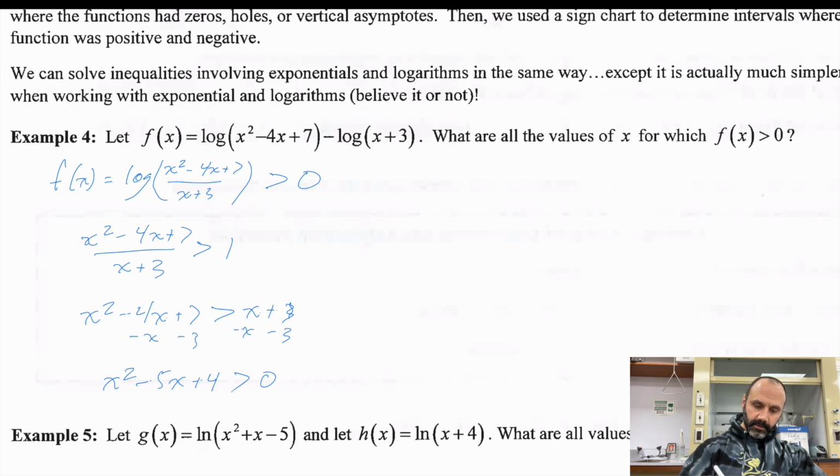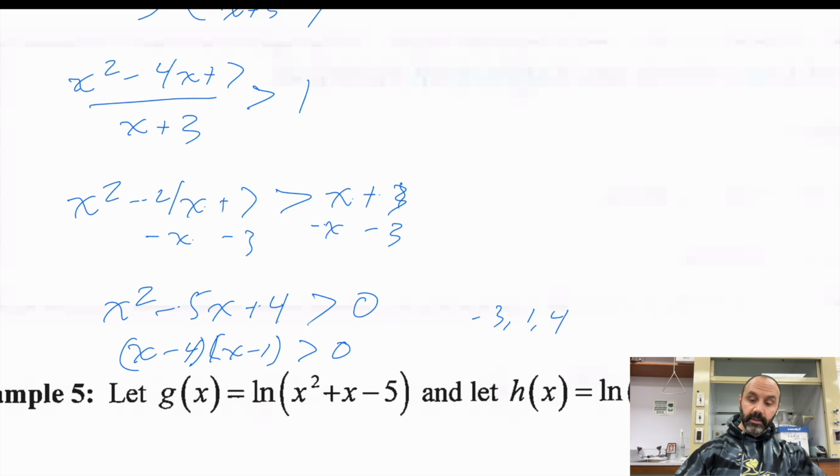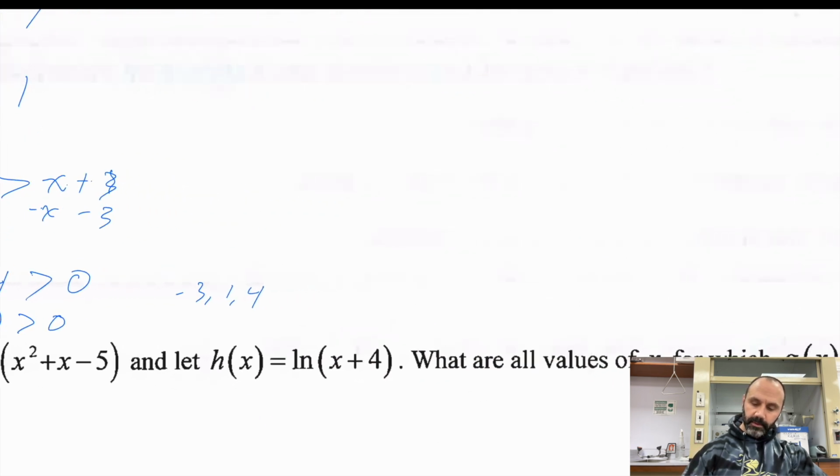So let's see. In that rational expression, we're looking for our zeros, and then that's a place where, because we're looking to see where it can be greater than or less than zero, positive or negative, etc. So anyway, now I factor this, and I get x minus 4 and x minus 1. Where is that greater than 0? And so my zeros here are 1 and 4. So negative 3, 1, and 4. So now we create the number line. This is some good review from earlier.